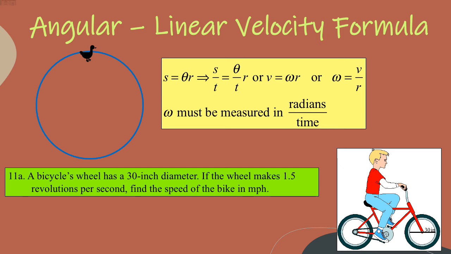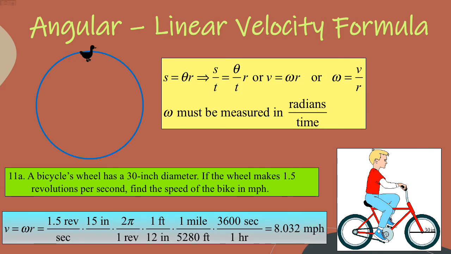In 11a, we are told that a bicycle's wheel has a 30-inch diameter, and the wheel, when the bike is moving, makes 1.5 revolutions per second. We would like to find the speed of the bike in miles per hour. This is a simple use of the linear to angular velocity formula. The big challenge here is the changing of units. So we have v equals omega r, and we know that omega is 1.5 revolutions per second. And our r is 15 inches.